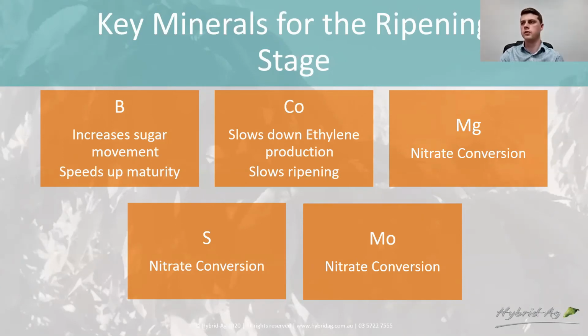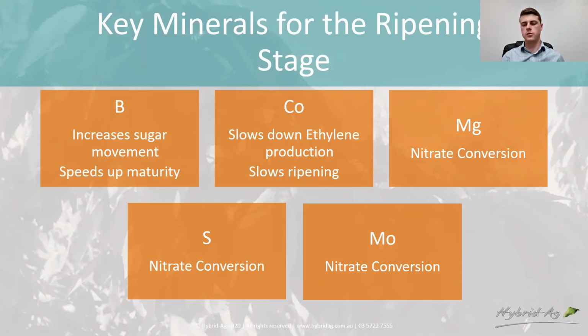So we've got boron, cobalt, which I've just discussed there more, based on the effects that they have on the production, on the ripening. We need to ensure we have magnesium, sulfur, and molybdenum, all key parts of the nitrogen cycle in the plant.